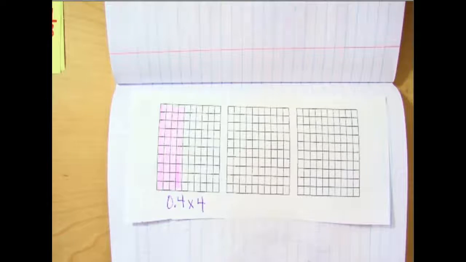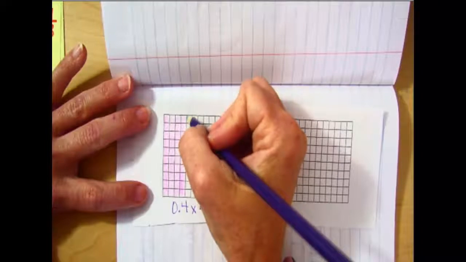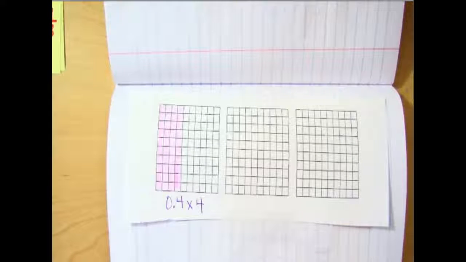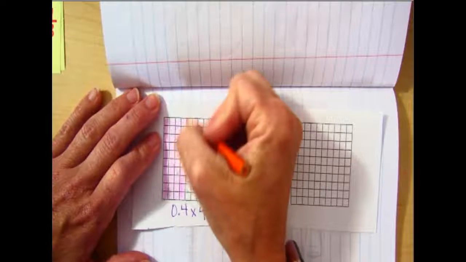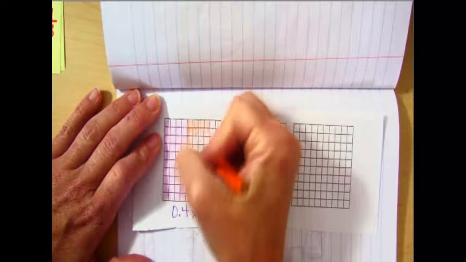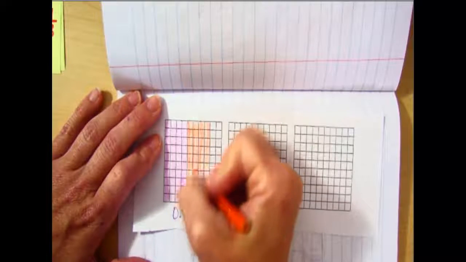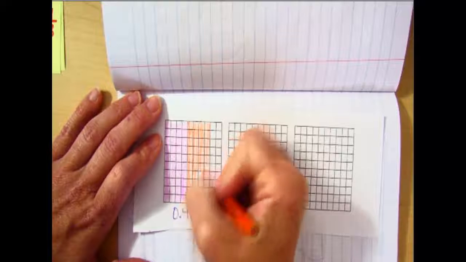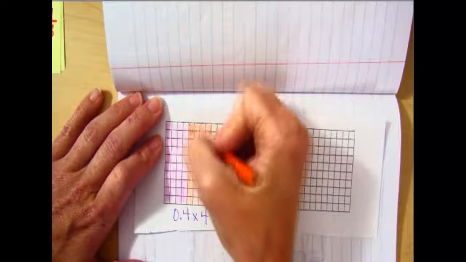How many groups of 4/10 am I making? So I'm going to take a different color, something that's going to stand out a little better. I'm going to take a different color and I'm going to color 4 more columns. Am I done? No, because I got to do this 2 more times. So you see I'm alternating colors.